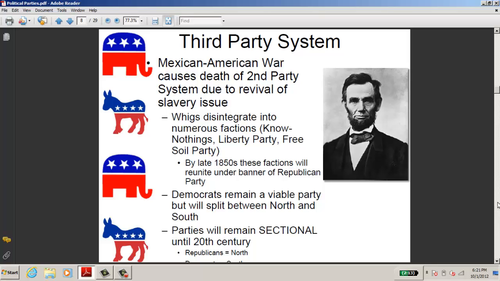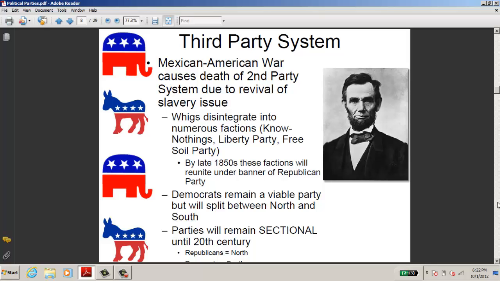Now, by the late 1850s, these numerous factions will reunite under the banner of a brand new third party called the Republican Party, which obviously continues on to this day. The Democrats remained a viable party, but they end up splitting in 1860 with a Northern Democratic candidate and a Southern Democratic candidate. After the war, they will reunify, but that division, that tension with the party will always remain.